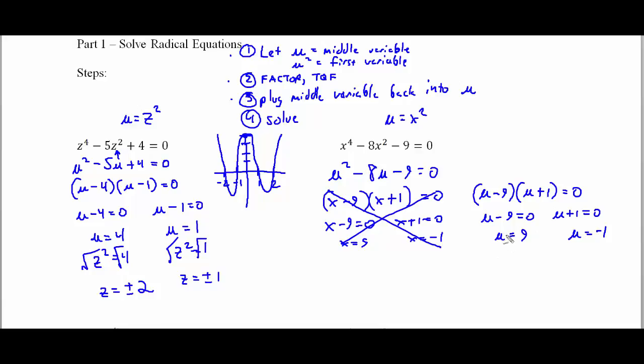So now that I've done my first two steps, I'm going to plug my middle variable back in for u. So x squared is equal to 9, and x squared is equal to negative 1. If I take the square root of both sides, x is equal to plus or minus 3. And in this case, I have imaginary answers, because if I take the square root, I'm going to have x equal to plus or minus i, because the square root of negative 1 is i.